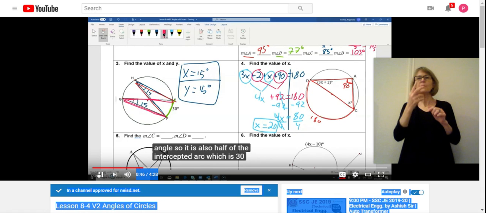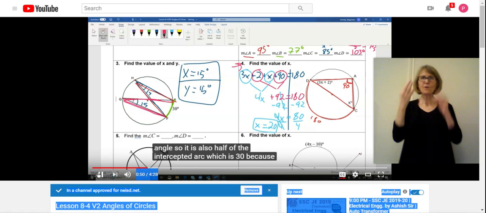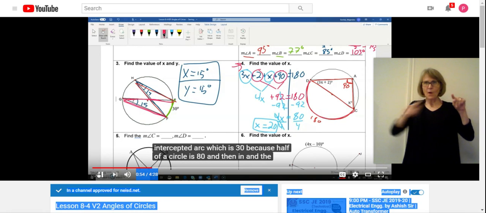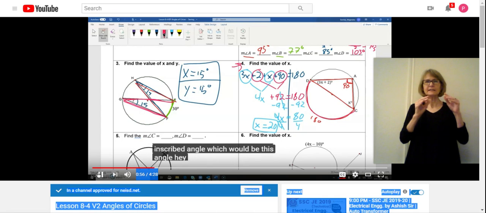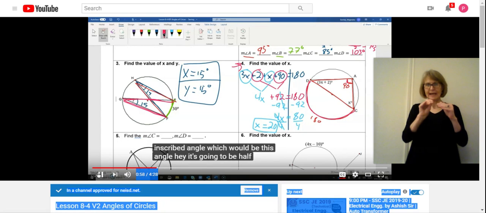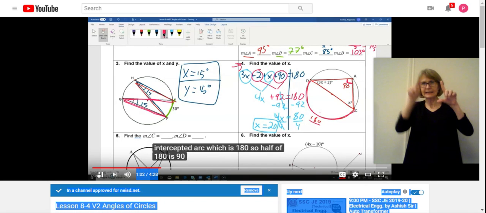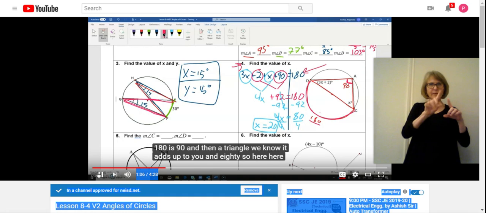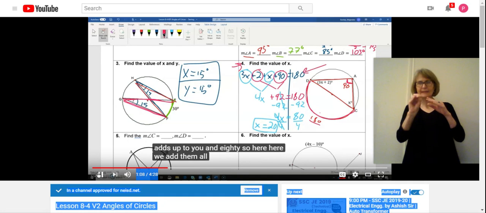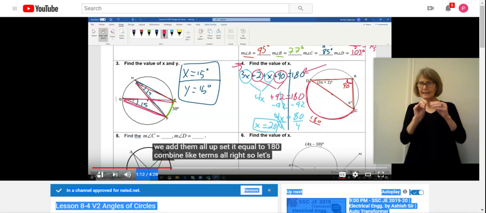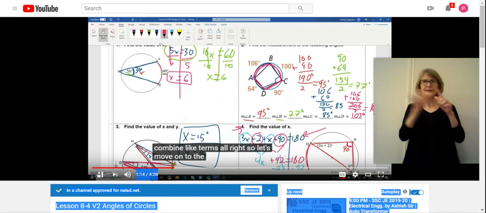Now, this is number 4. We left this one off on the other video. We know that this is 90 because half of a circle is 180, and the inscribed angle, this angle A, is going to be half of the intercepted arc, which is 180. So half of 180 is 90. And then a triangle, we know, adds up to be 180. So here we add them all up, set it equal to 180, combine like terms. All right, so let's move on to the last 2 problems.